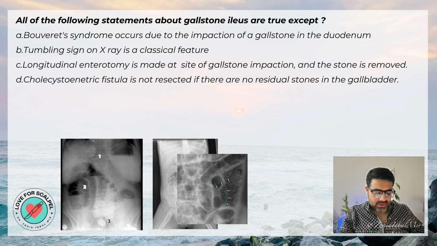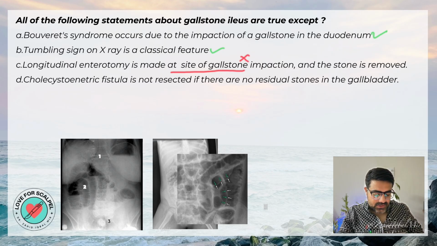Bouveret syndrome occurs due to impaction of gallstone in the duodenum. This is true. Tumbling sign on X-ray is a classical feature. Again, this is true. Longitudinal enterotomy is made at the site of gallstone impaction and the stone is removed at the site of gallstone impaction. So this is not a correct statement.